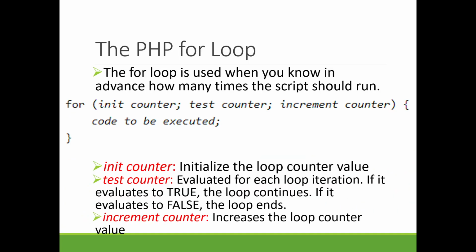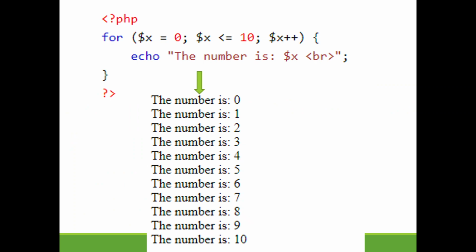Then we have the for loop. The for loop is used when you know in advance how many times the script should run. So let's go to the next one and see. This is the example. The reason they say you must know is because in the condition you must specify.